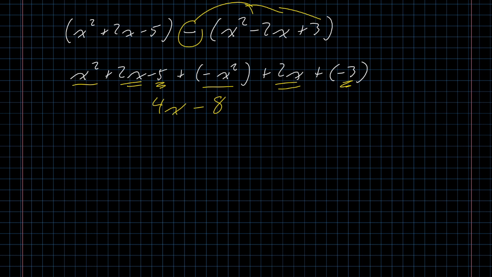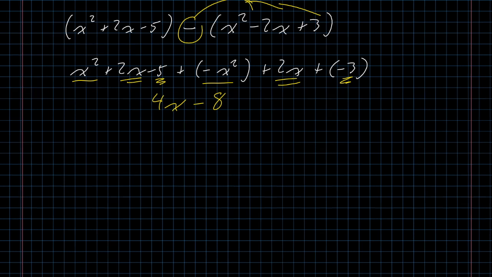All right, 4x and minus 8 are unlike. They have different variable factors, so there's nothing else we can do. That's all the further we can take that.